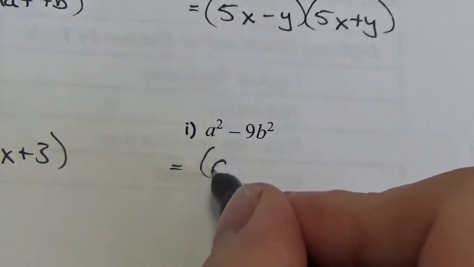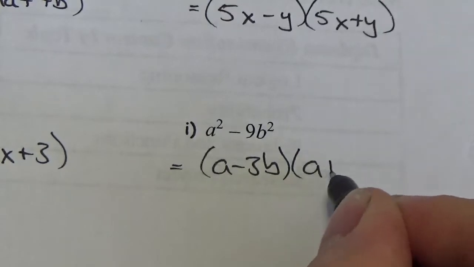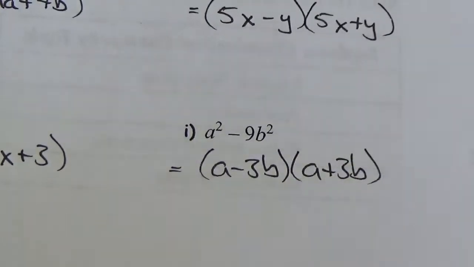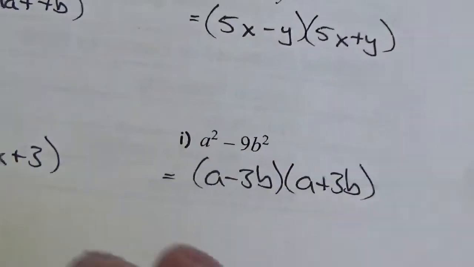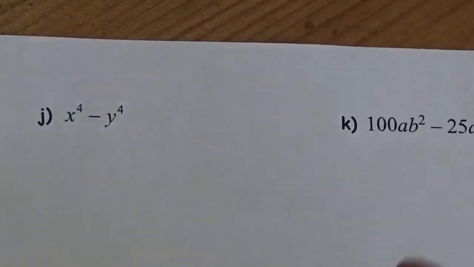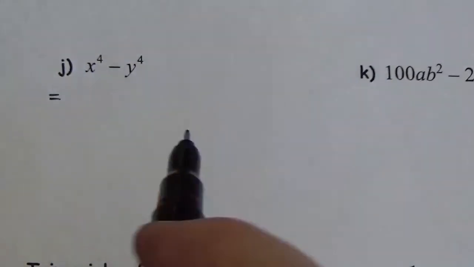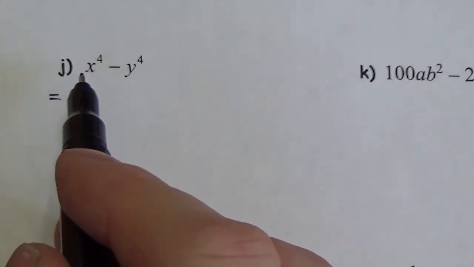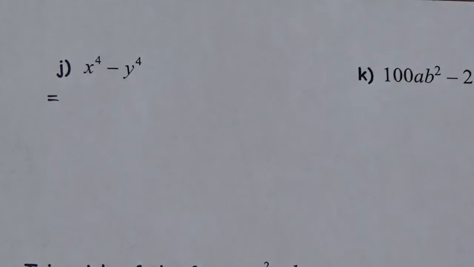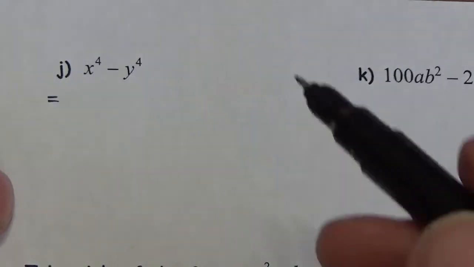Over here, a minus 3b, a plus 3b. Okay, now we got just a few more here. Whoops, so I'm not going far enough up. Here we go. Okay, now this one might not be immediately obvious, but actually, as long as you've got an even exponent, it's a perfect square, because remember the rules are a little bit different with exponents there.